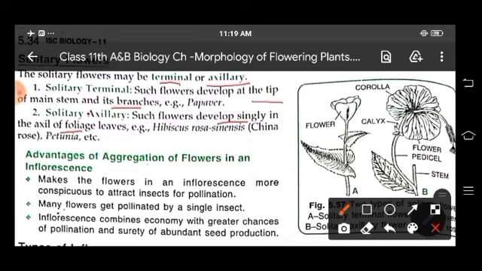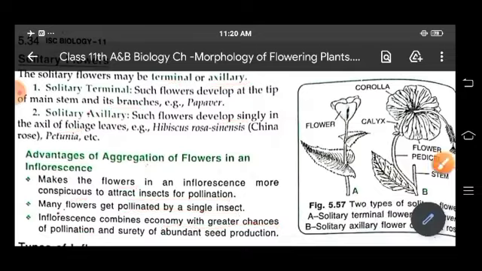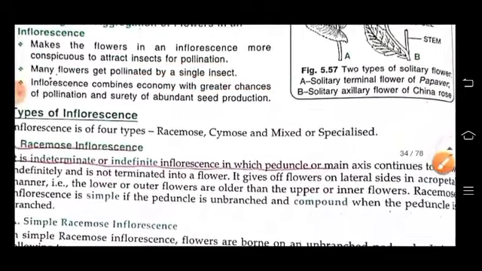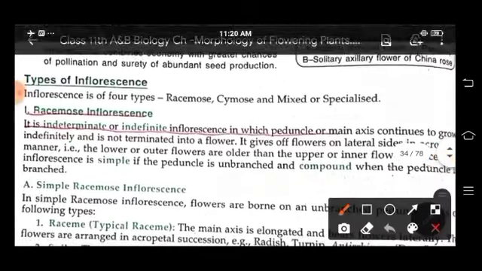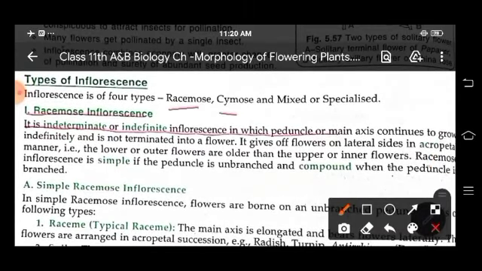So what are the advantages of aggregation of flowers in an inflorescence? It makes a flower more conspicuous to attract insects for pollination. Sometimes flowers get pollinated by a single insect, and inflorescence combines economy with great chances of pollination and surety of abundant seed production. So there are 3 types of inflorescence: racemose, cymose, and mixed or specialized.